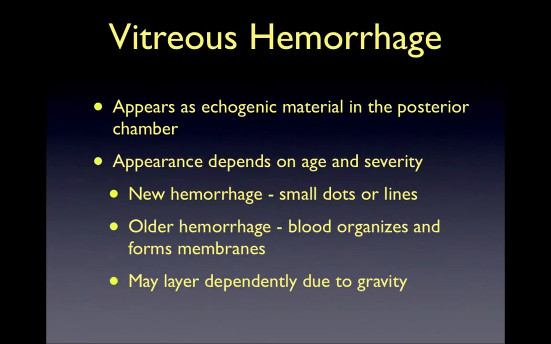The second thing I want to talk about is vitreous hemorrhage. Vitreous hemorrhage appears as echogenic material in the posterior chamber, and how it's going to appear sonographically depends on the age and severity of the hemorrhage. So a hemorrhage that's just occurred might appear as small dots or lines. Older hemorrhages, however, the blood starts to clot and organize, and it can form membranes. And with time, the blood and blood products in the posterior chamber can layer dependently due to gravity.